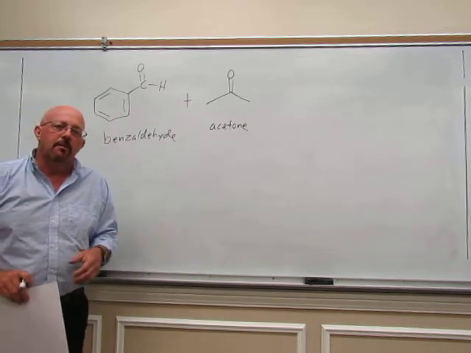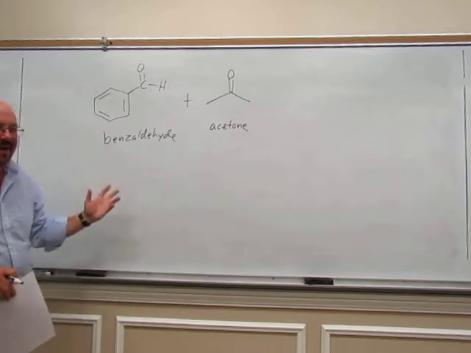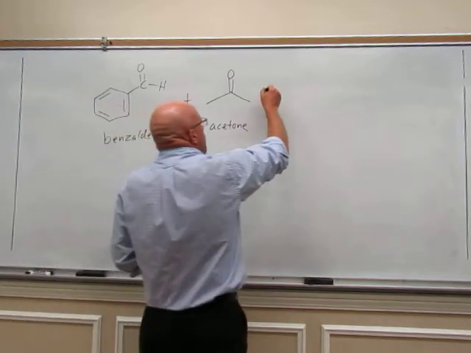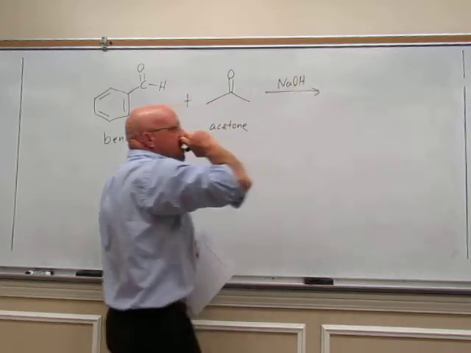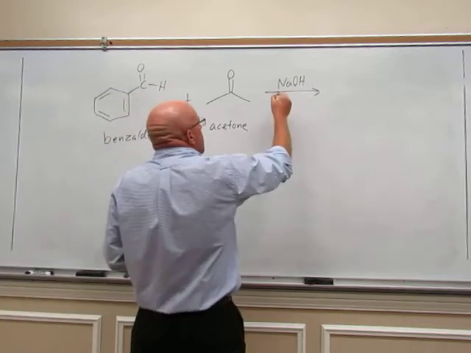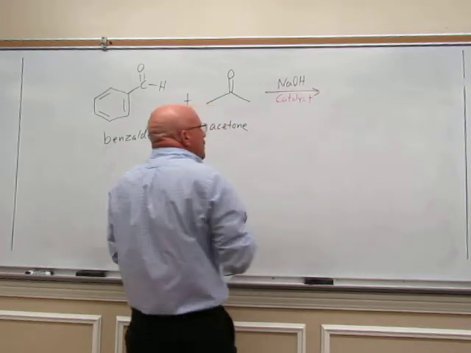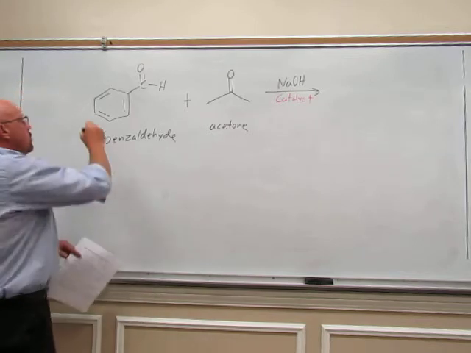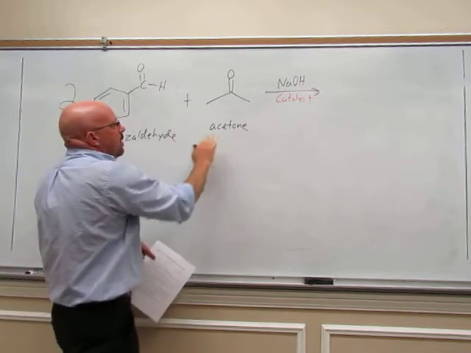In lecture we've talked about that. That is called a Claisen-Schmidt reaction, if you're doing a cross between an aldehyde and a ketone. We're going to be using sodium hydroxide as the base. It is a catalyst in the reaction. We do get it back. Recover it at the end, so it is a catalyst.